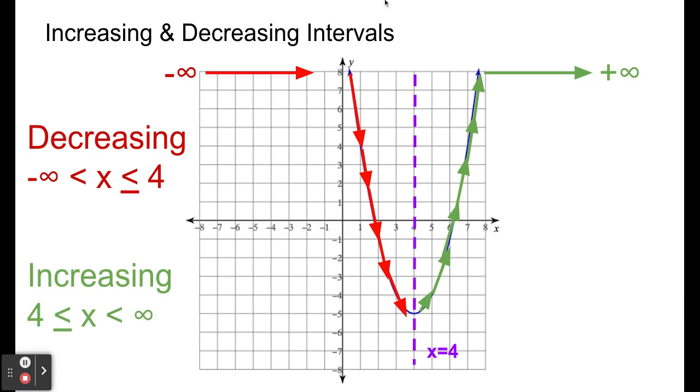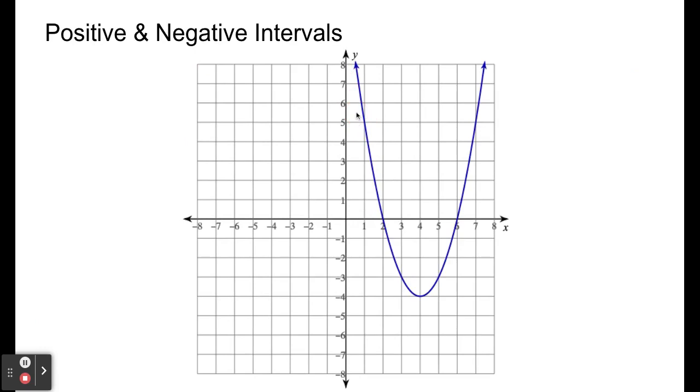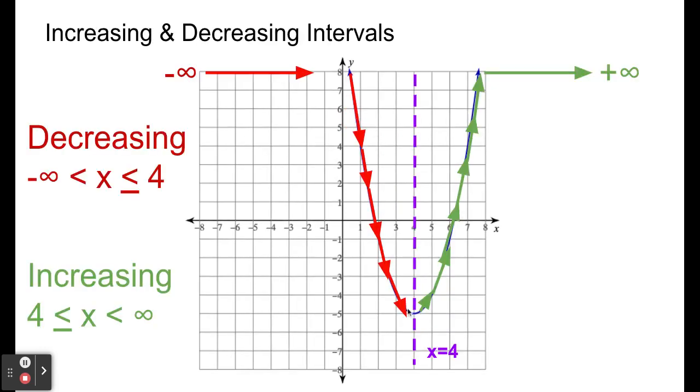So decrease as we go from left to right means our y values are decreasing, and increase as we go from left to right means our y values are increasing. So that is increasing and decreasing intervals.